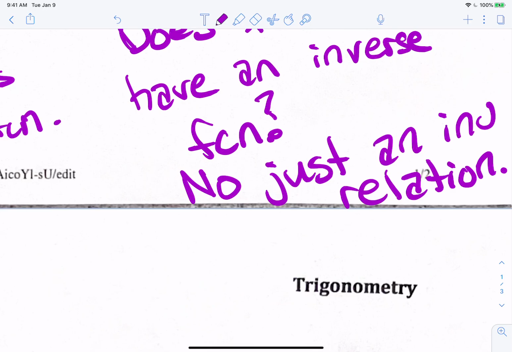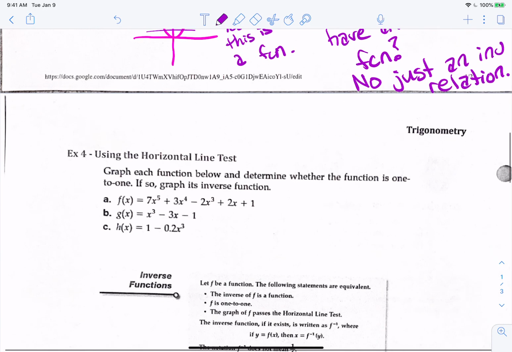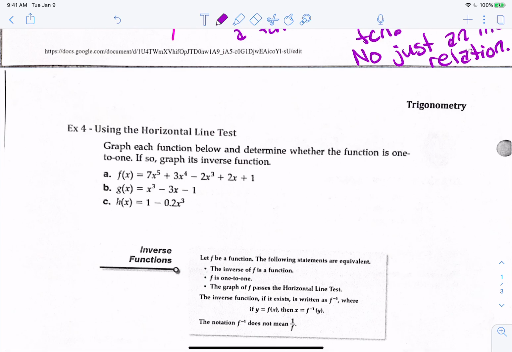So to figure out whether its inverse is a function, you do the horizontal line test. Okay? I don't even have to think about the graph of the inverse. I just look at the graph of the original. Yeah? Okay? All right, so using the horizontal line test, graph each function below and determine whether the function is one-to-one. If so, graph its inverse function.